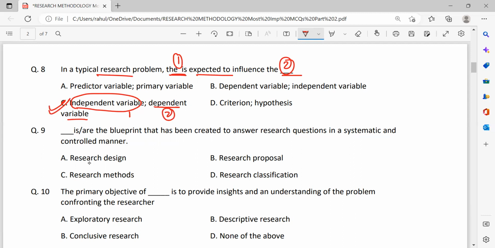Question number 9. Which of the following is our blueprint that has been created to answer research questions in a systematic and controlled manner? So research design is called the blueprint that has been created to answer the research question in a systematic and controlled manner. Thus, option A is the correct answer for this.